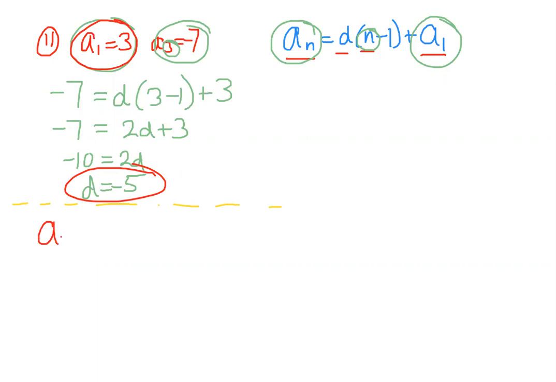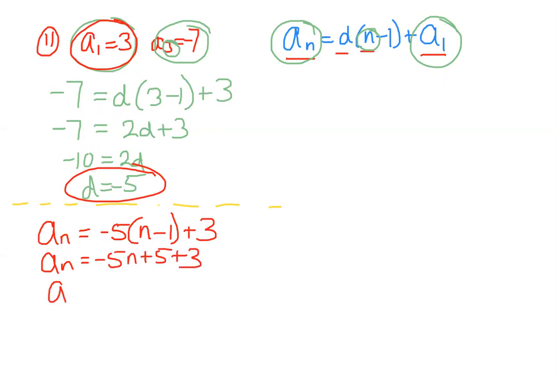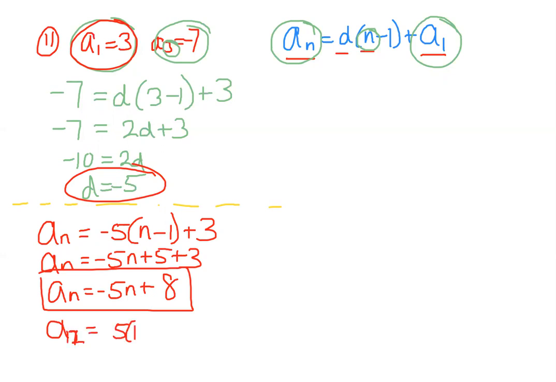So an is d times n minus 1 plus a1. And simplifying this, I get an is -5n plus 8. So there's my rule. And then it asks me to find a12. So I'm just going to put a 12 in for n, and I get -52. All right, let's try another one like that.